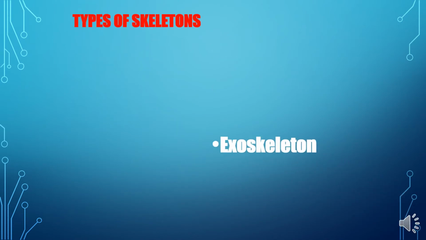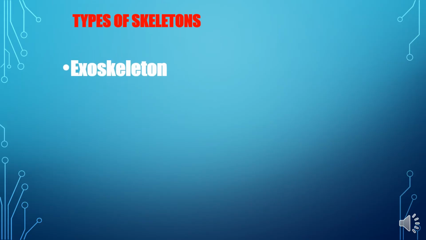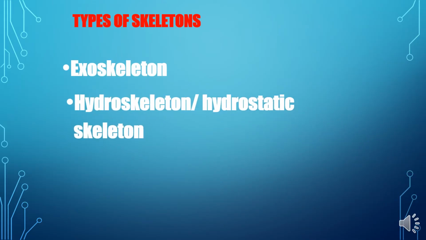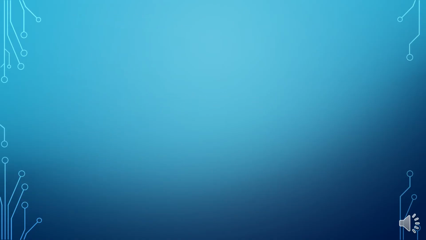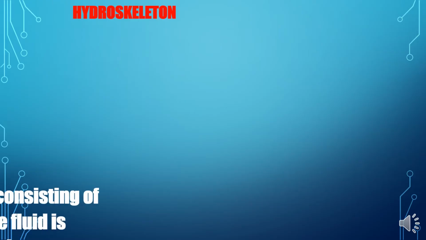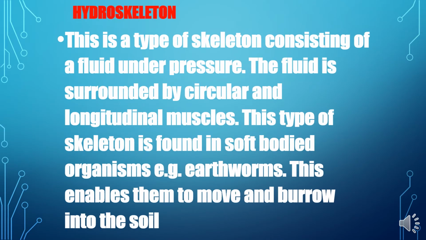Types of skeleton. Number one is exoskeleton, hydroskeleton or hydrostatic skeleton, endoskeleton. Hydroskeleton: this is a type of skeleton consisting of a fluid under pressure. The fluid is surrounded by circular and longitudinal muscles. This type of skeleton is found in soft-bodied organisms, e.g. earthworms. This enables them to move and burrow into the soil.